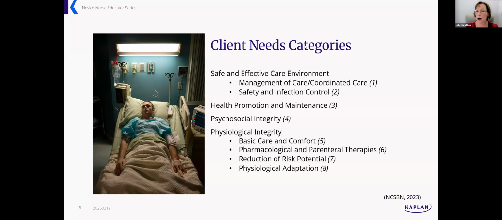So the first one is going to be management of care. That's for the RN. Coordinated care is PN. Safety and infection control is the second one. Health promotion and maintenance, the third. Psychosocial integrity would be the fourth. Basic care and comfort's the fifth. Pharm is the sixth. Reduction of risk potential is the seventh. And the physiological adaptation is the eighth. So whenever they refer to the 8 client needs categories, now you know what that means. It's based on those main categories and those subcategories of the main categories.